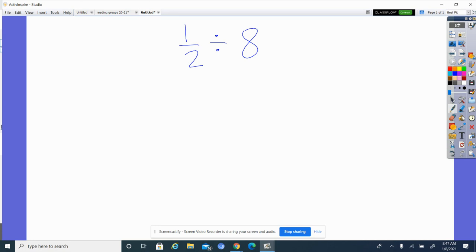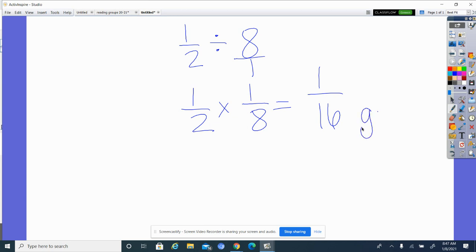Now, shall we draw a model or shall we just do the algorithm? See how many of you liked the algorithm, but see how many needed to understand? Okay. So, do I do anything to 1/2? No. And I invert and multiply. So, how am I going to invert 8? Flip it over. And I multiply. 1 times 1 is 1. 2 times 8 is 16. So, how much milk should be poured into each glass? 1/16 of a gallon. Good. Not a whole gallon, because we only started with the 1/2 gallon.